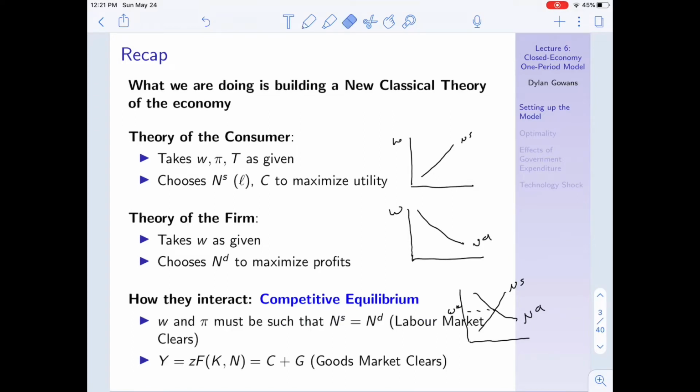And so that's what I write here. We must have W, the wage, and profits such that the labor market clears, meaning that labor supply is equal to labor demand. And also the goods market clears, which means that everything which is purchased in the economy, so that's both consumption and government expenditure, has to be equal to everything that's produced, and that's given by our production function. So we're taking these two pieces, the theory of the consumer and the theory of the firm, and now we're just saying prices must be such that these markets clear.